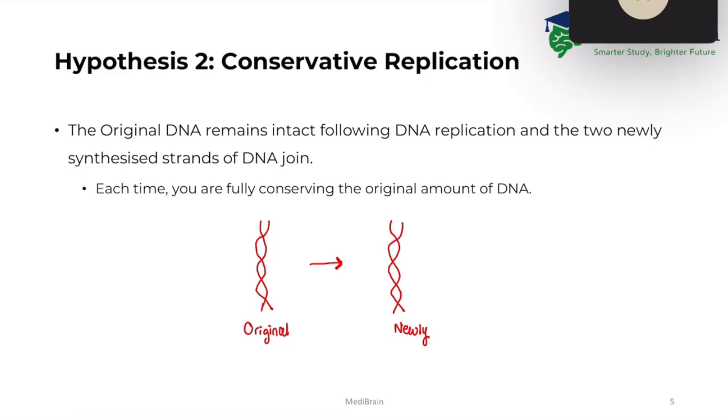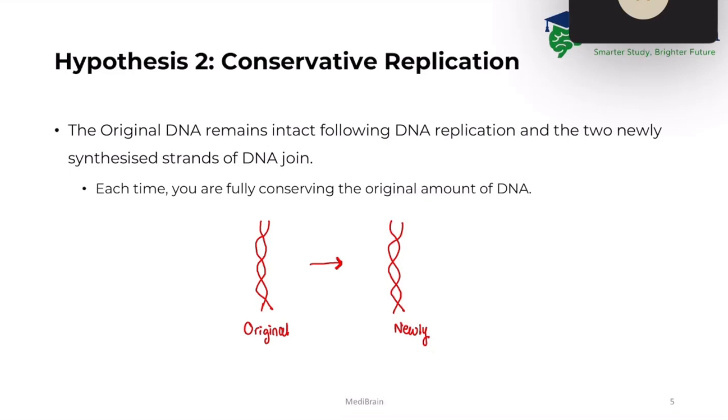There's no need for splitting and acting as a template. All that would happen is that you would have the original strand, and then a fully newly synthesized strand would come about. And that was the second hypothesis. They didn't know which one was right, but they made two hypotheses of what could happen. And Watson and Crick's students, Meselson and Stahl, conducted experiments to show which one it was.